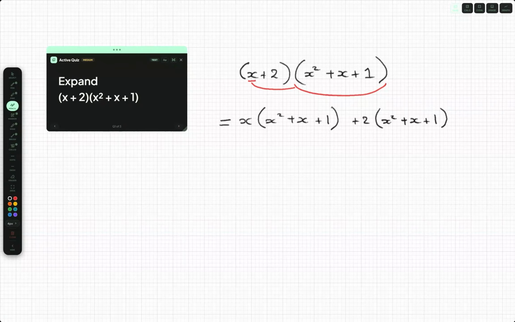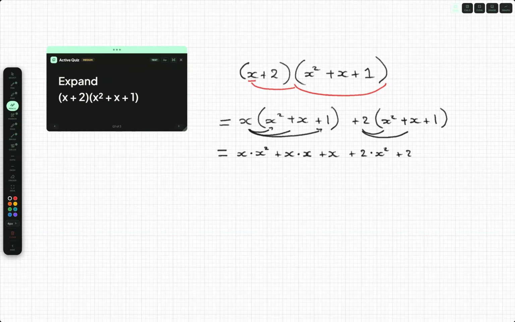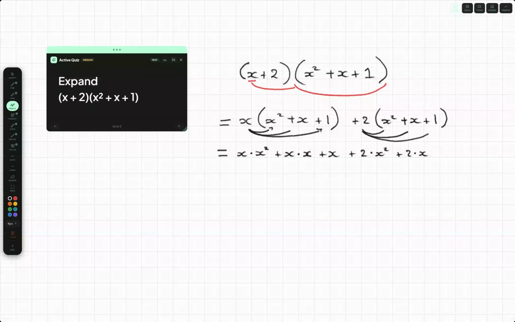Now, if you would like to write this out and solve it in this way, or do it simply in one step, that's entirely fine. I prefer doing it this way because it helps me catch a lot of my errors. So first up, x times x squared plus x times x plus x times 1, which is just x, plus x, and then plus 2 times x squared plus 2 times x, and plus 2 times 1 is just plus 2.